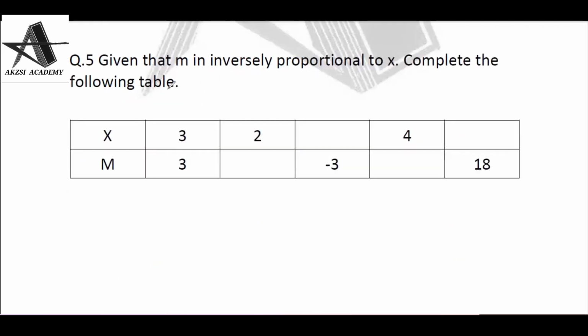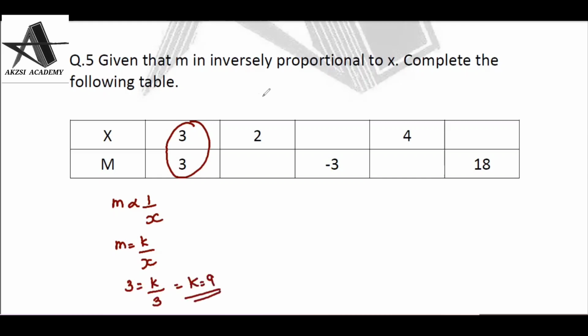Given that m is inversely proportional to x, complete the following table. It's already given that m is inversely proportional to x, so I'll write m is inversely proportional to x. That means m is equal to k over x. From the given data where I have both values, I can calculate the value of k. Putting the value of m as 3 and x as 3 as well, we'll get k as 9.